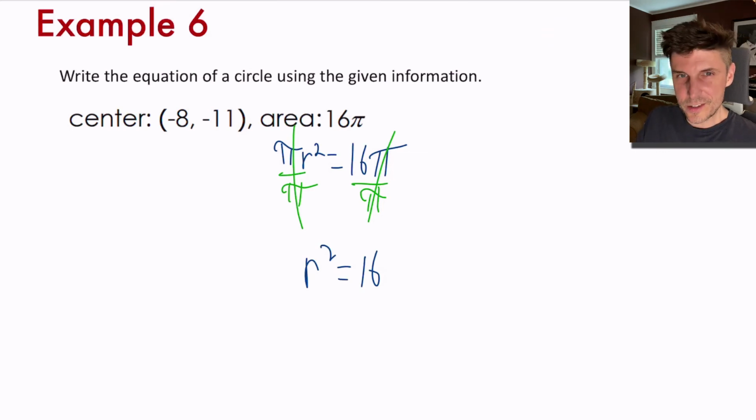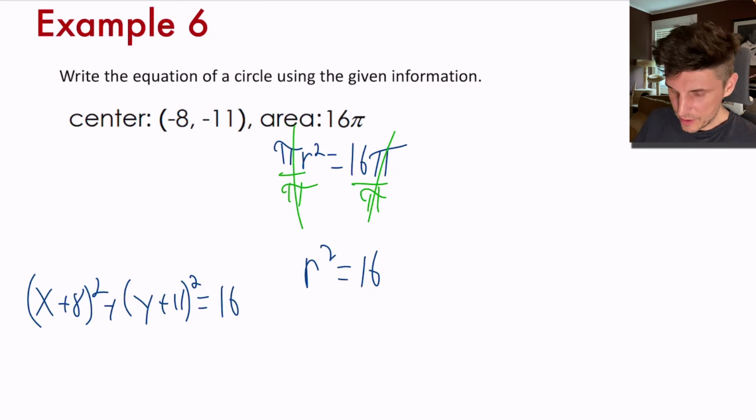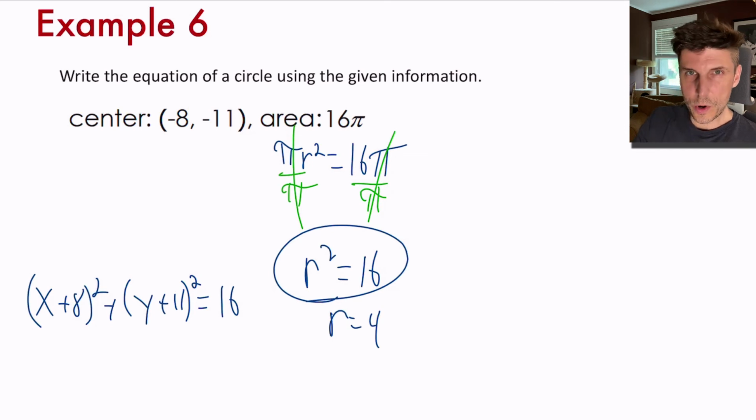again, the equation is x minus h squared plus y minus k squared equals r squared. So we're going to have x minus negative 8, which is plus 8, squared plus y minus negative 11, which is plus 11, squared equals 16. Again, I'm not going to square that because it's already squared. R equals 4. 4 squared is 16.